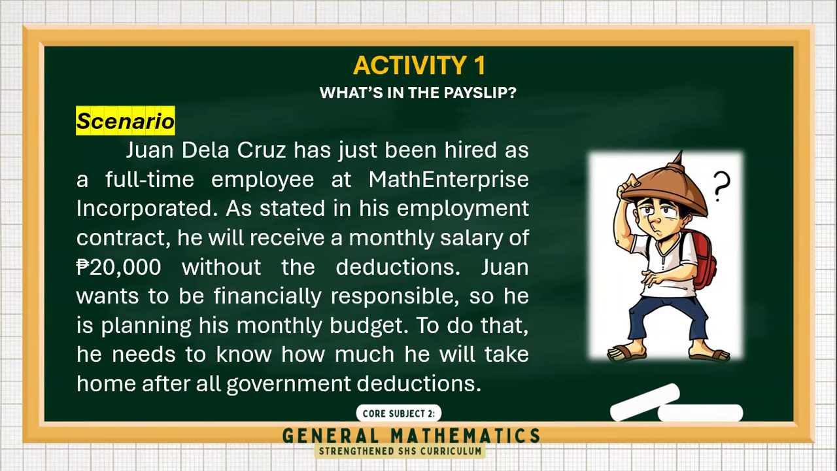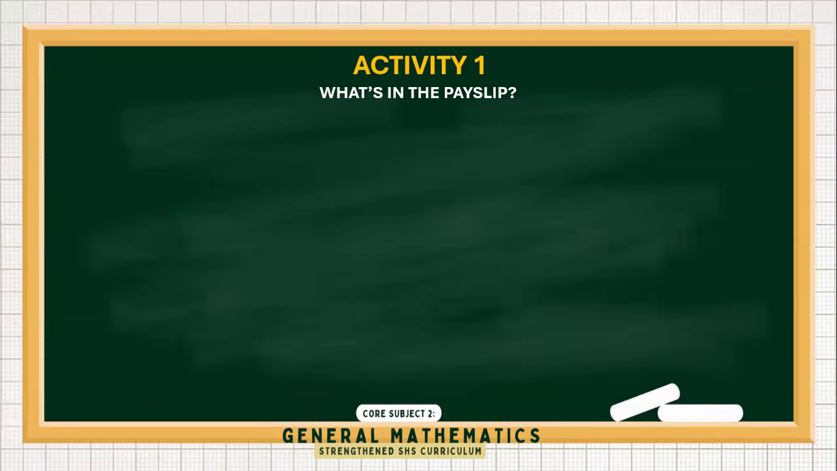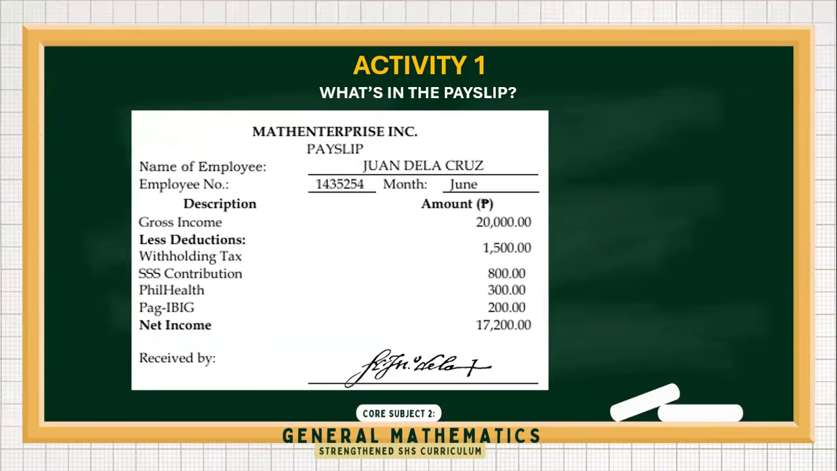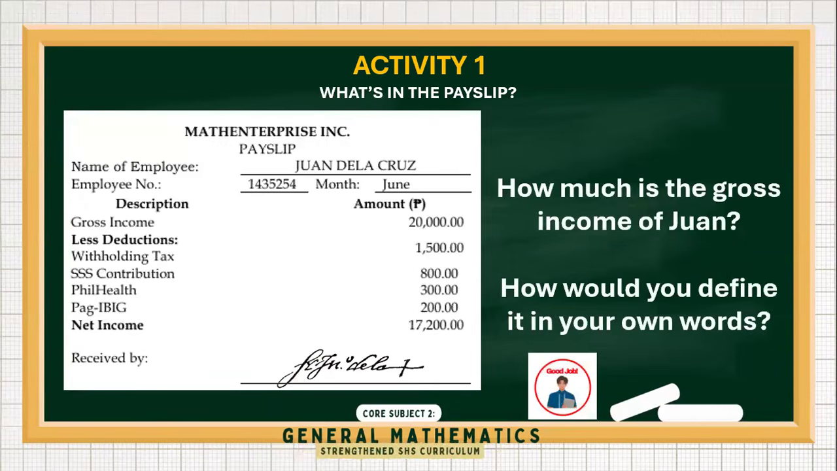Like any other employee in the Philippines, he's subject to mandatory government deductions. So here is the challenge. Let's help Juan figure out how much he really takes home each month. To do that, we'll answer the following key questions. Observe the monthly payslip of Juan de la Cruz in the month of June. Let's have question number one. So how much is the gross income of Juan, and how would you define it in your own words?